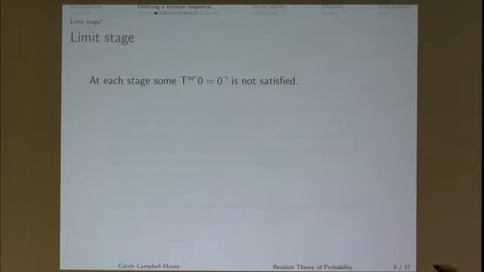First of all, why do we need to go into the limit stages? Well, none of these finite stages have got everything correct. So for example, each stage has some T^n, like T of T, n times, of 0 equals 0. At each stage, one of these things is not satisfied. But of course, 0 equals 0, it's true that 0 equals 0 arbitrarily many times. So we want that to be fixed. And so we need to go into the limit stage to do this.